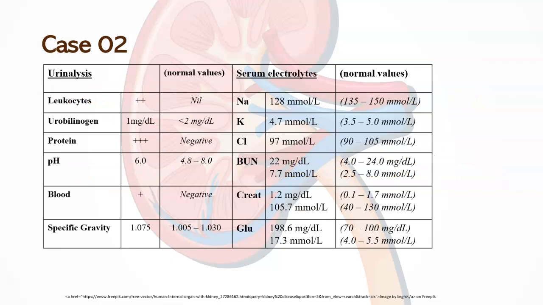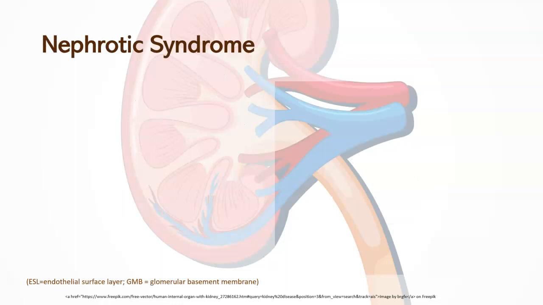The patient's urinalysis shows 3+ of protein, a small amount of blood, a normal BUN and creatinine, with some hyponatremia and a normal potassium. So this, of course, is nephrotic syndrome.